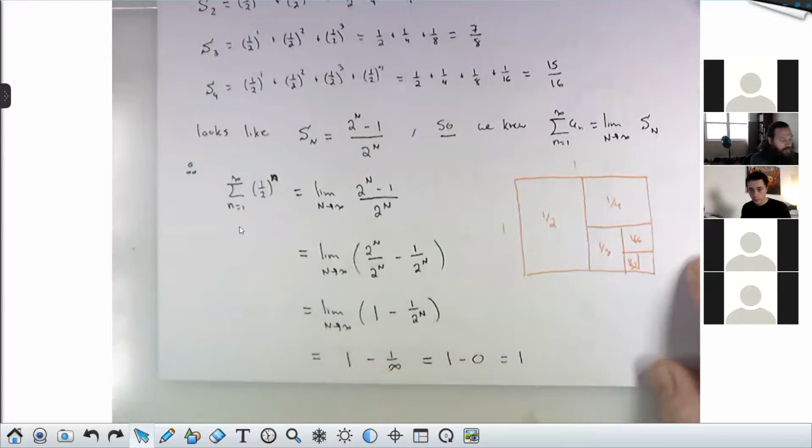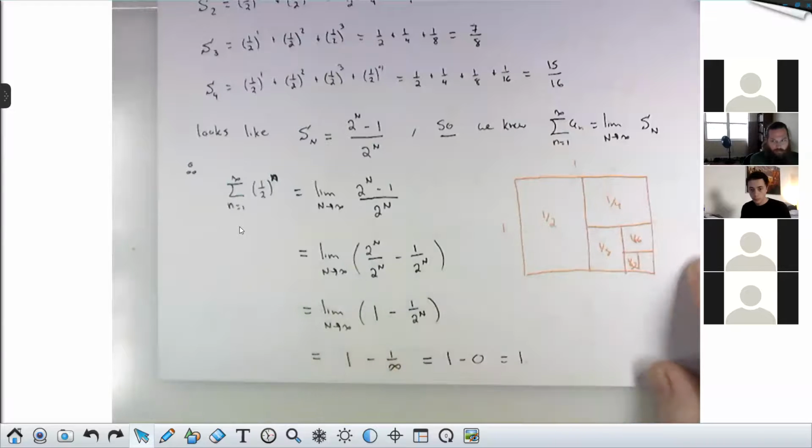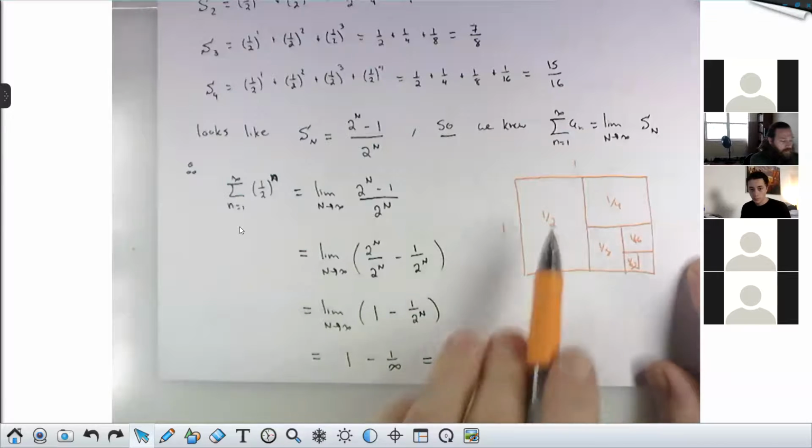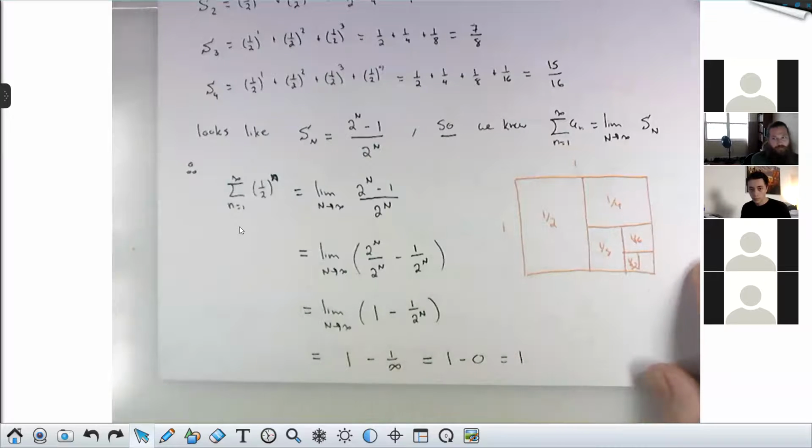Continue chopping it up. This piece has area 1/32 now. The total area here is 1. We know that, length times width, right? But it's also 1/2 plus 1/4 plus 1/8 plus 1/16 plus 1/32, and so on.